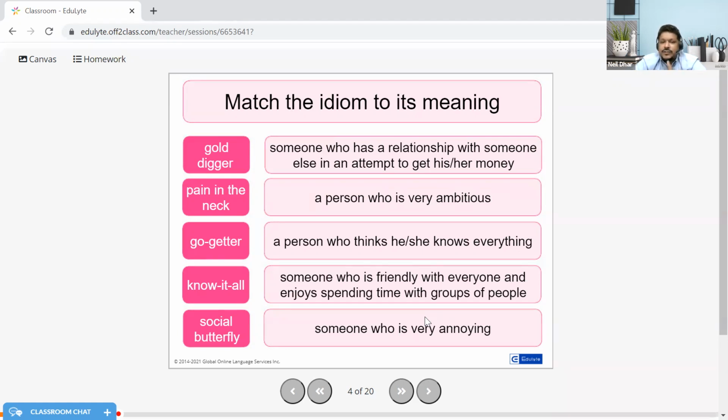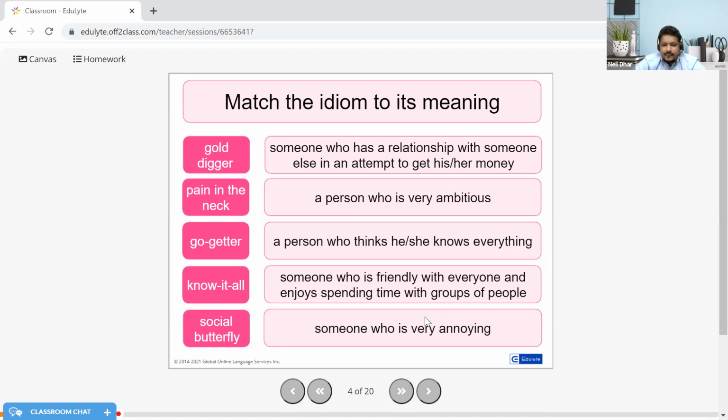As I mentioned, we would see a lot of these videos on Instagram and social media. The next time you hear someone being called a gold digger, once again, it's not good to call someone a gold digger. It's a derogatory term. But if you hear that word, now you know what it means. Someone who has a relationship with someone else in an attempt to get his or her money.